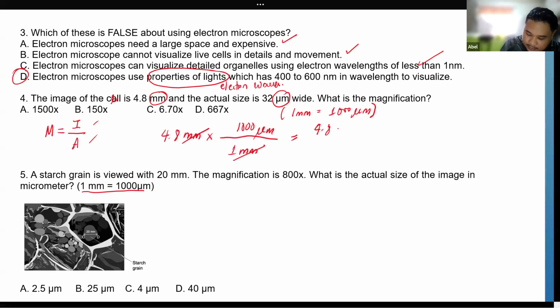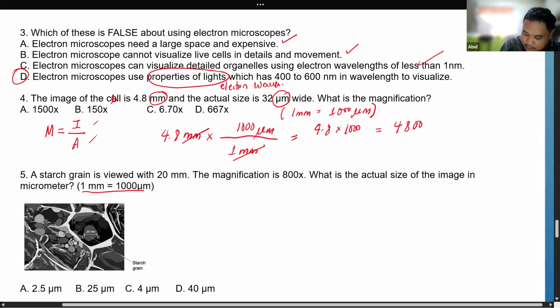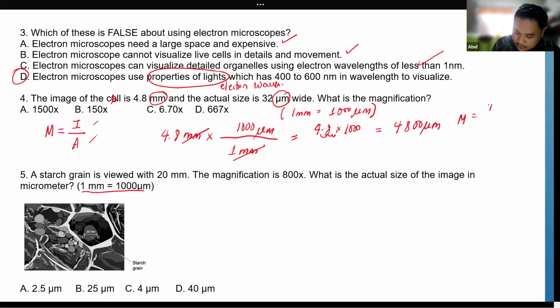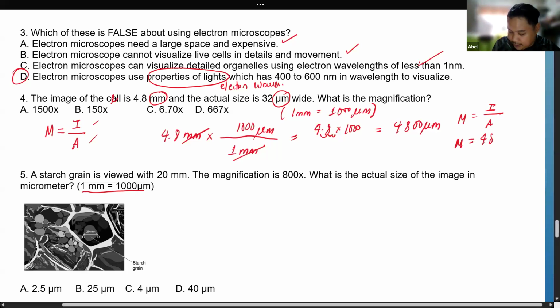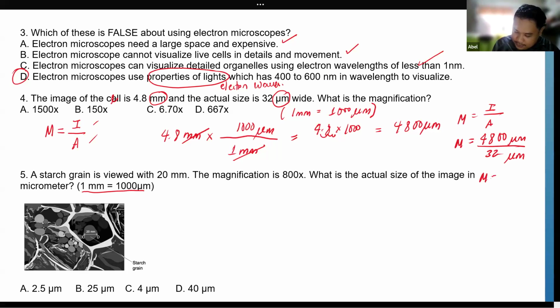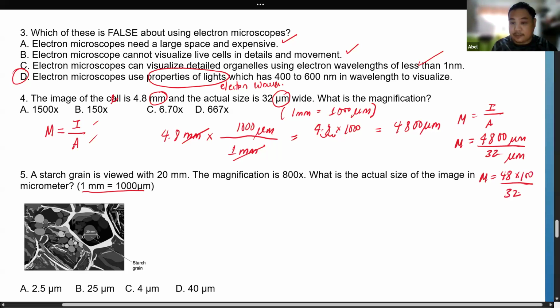So this one is 4.8 times 1,000. Remember your math before, you're gonna add three zeros out of it. So we have one, two, three, right? So that would be 4,800 micrometer. And now we are ready to use the formula. We have image over the actual, and that is 4,800 micrometer over 32 micrometer. How are we going to solve for this one? Remember, that could be 48 times 100 over 32. This will help simplify our math.